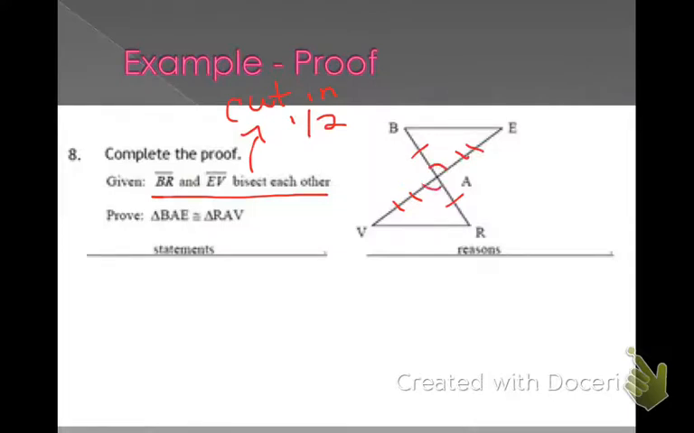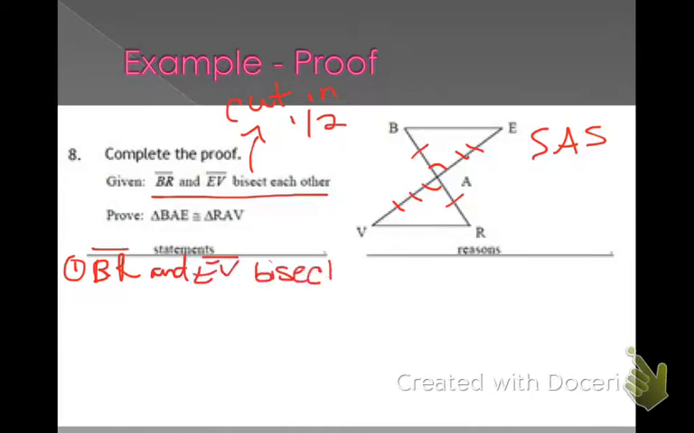We also know that we have vertical angles. Notice I marked up my diagram before I did anything else, and I'm going to decide before I do anything else that this is a case of side angle side congruence. So I'm going to start off with my given, and I know that BR and EV bisect each other. And that's our given.